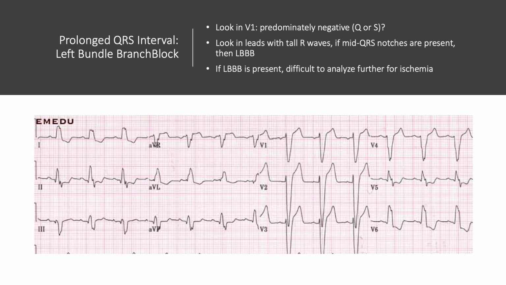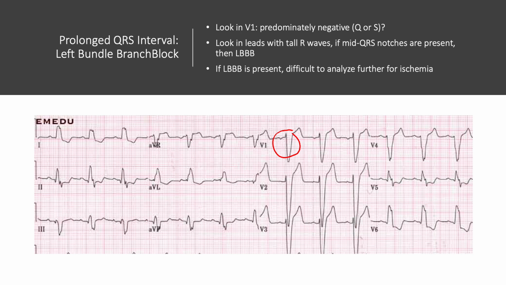For a left bundle branch block, I'm again going to be looking in lead V1, and I would expect that the QRS complex in V1 is going to be predominantly negative. It could be a Q or it could be an S, but it's predominantly negative, and that is the case here.